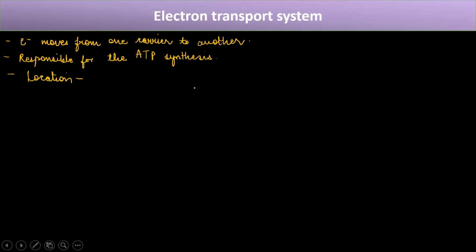So what happens due to this electron transfer movement? It is responsible for ATP synthesis. Since electrons move from one carrier to another, it somehow leads to ATP synthesis. Now, what is the location of this electron transport system?